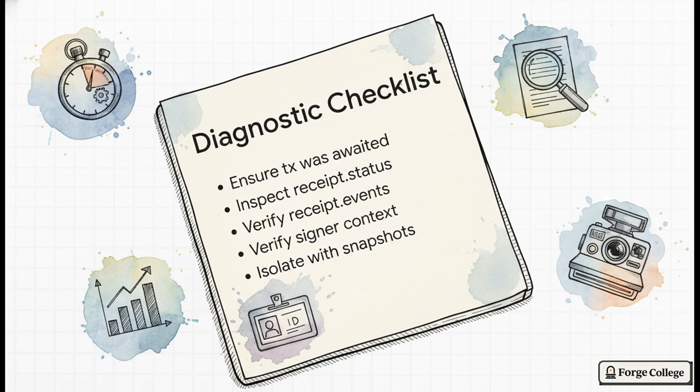Number 1, ensure the transaction is actually awaited. Number 2, print and inspect receipt.status. Number 3, validate the receipt.events array to make sure the emitted data matches your expectations. Number 4, double-check your signer context. Did you forget to hand the control panel over using .connect? And number 5, ensure you're using snapshots to isolate your state, proving that a previous test didn't sabotage your current one.